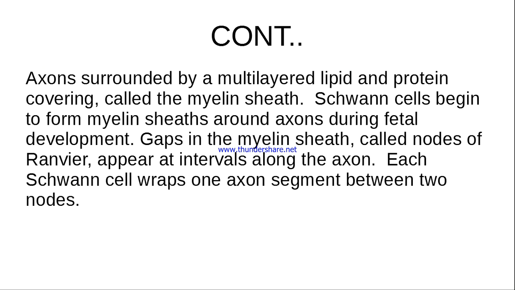Axons are surrounded by a multi-layered lipid and protein covering called the myelin sheath. Schwann cells begin to form myelin sheath around the axon during fetal development. Gaps in the myelin sheath called the nodes of Ranvier appear at intervals along the axon. Each Schwann cell wraps one axon segment between two nodes.